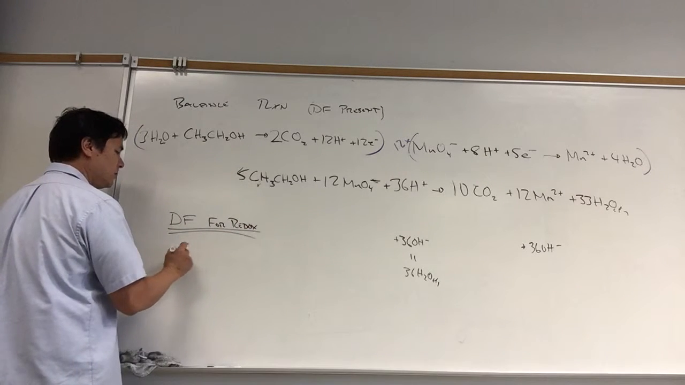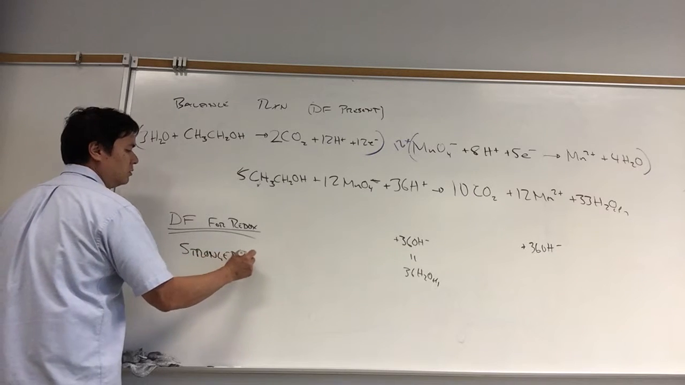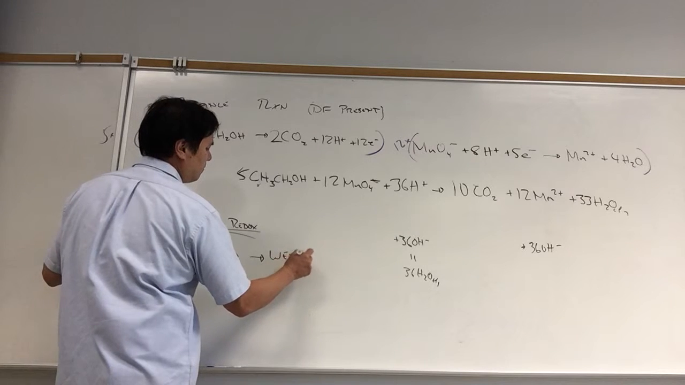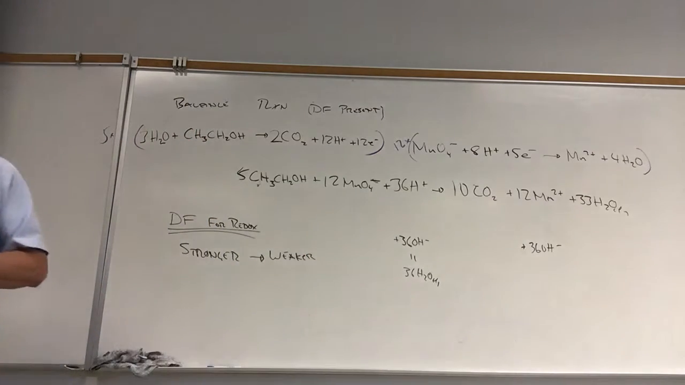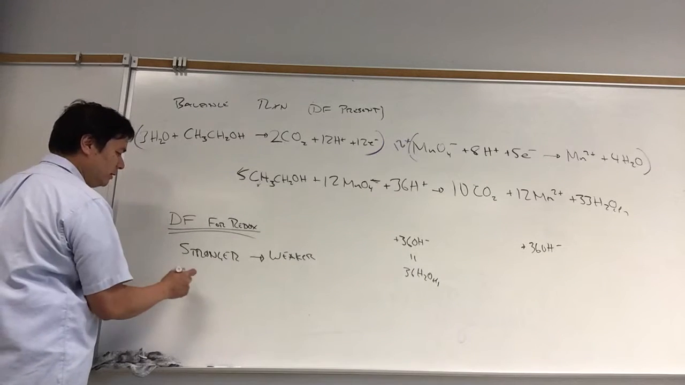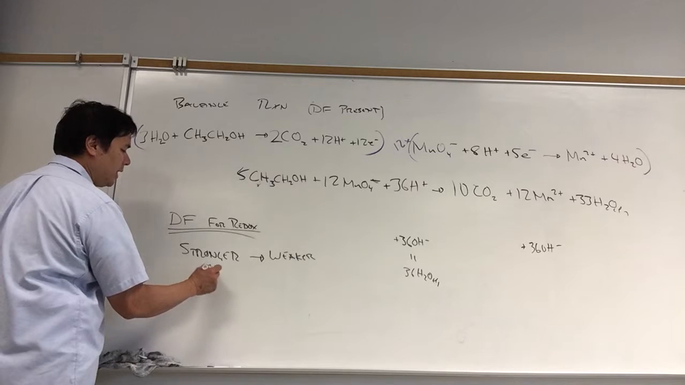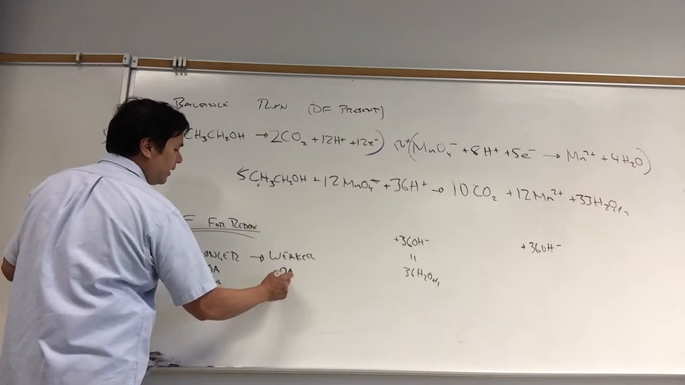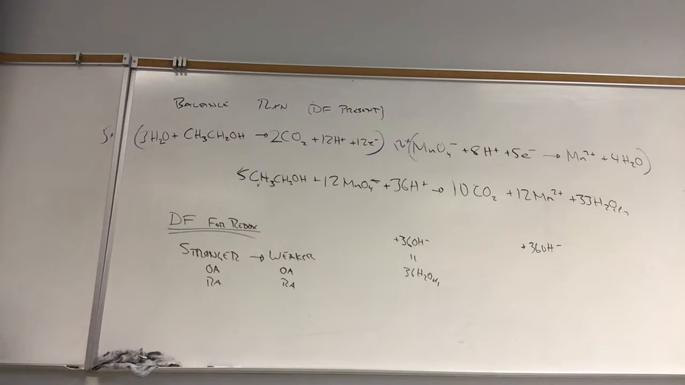The driving force for redox is we go from stronger to weaker. Stronger means more reactive, less stable. Weaker means less reactive, more stable. And so essentially we're going from less stable to more stable. What it's going to be is what we call an OA, RA to a weaker OA, RA. OA just stands for oxidizing agent, RA stands for reducing agent.